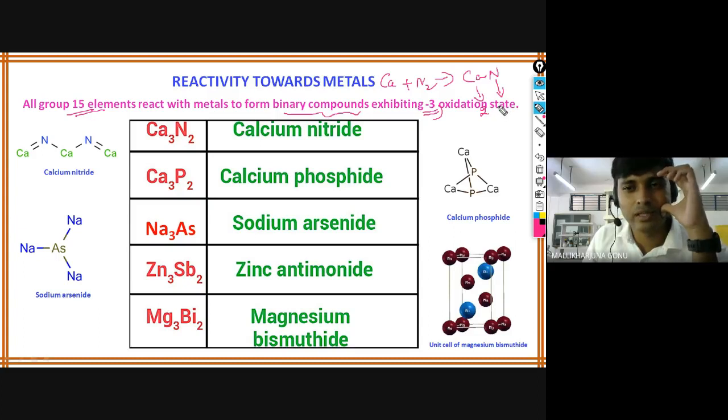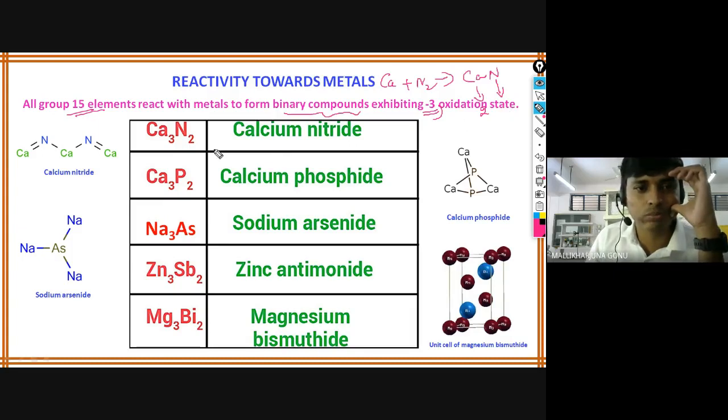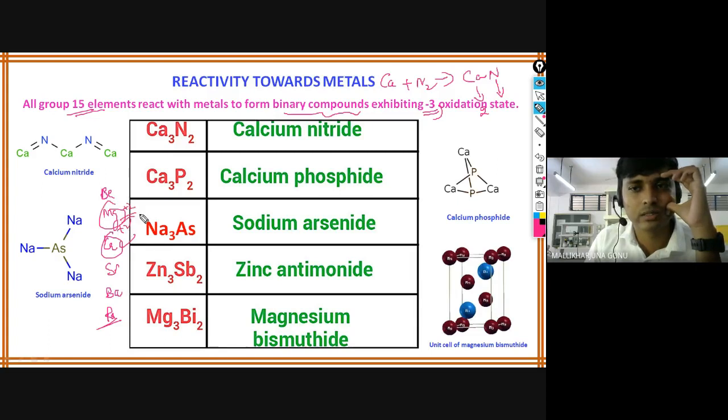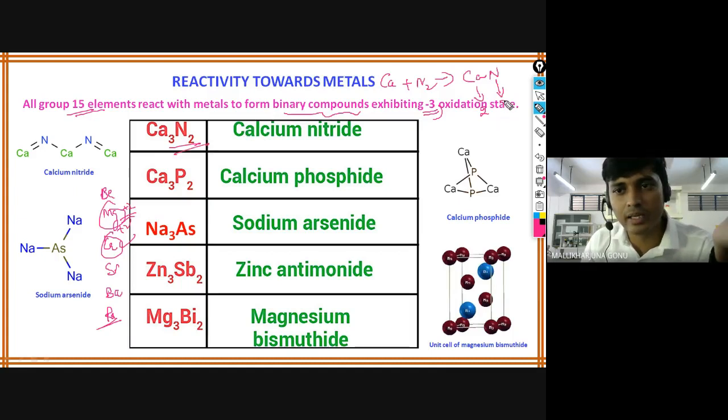You are in 12th, you are not in 11th. All these things we have studied. What is the second group? Beryllium, magnesium, calcium, strontium, barium, radium. All these are second group elements, so calcium, magnesium, all of these will show the +2 oxidation state. So that's how calcium is 2. If you don't know how, you can remember how it is forming. The valence of nitrogen, how much, Aishwarya?